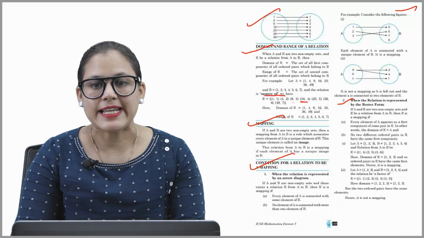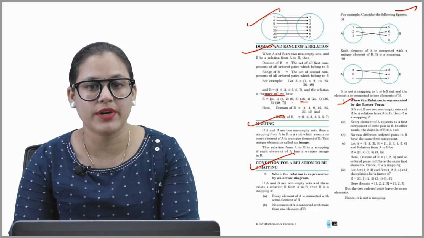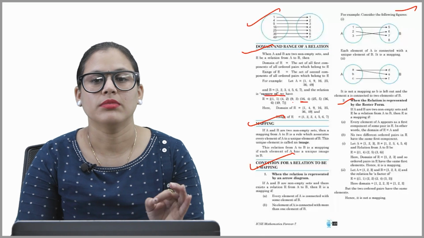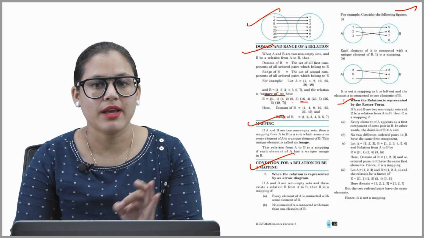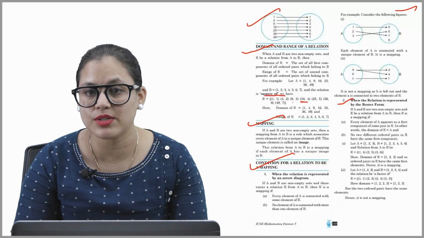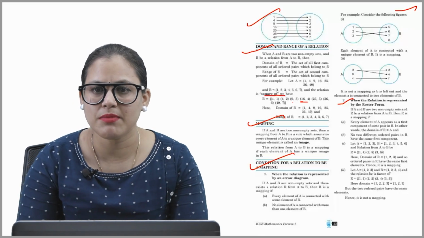Number 1. Let A equal 1, 2, 3, B equal 1, 2, 3, 4, 5 and 6. And the relation from A to B, R equals, what is R? 1 and 4, 2 and 5, 3 and 6. Your domain of R is 1, 2, 3, and no two ordered pairs in R have the same first element. Hence it is a mapping.